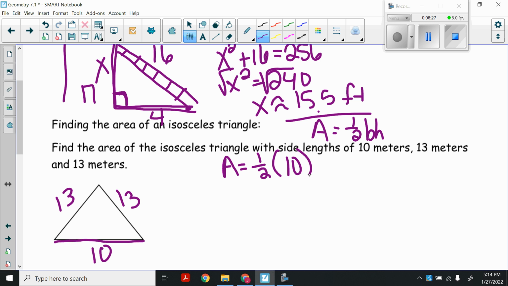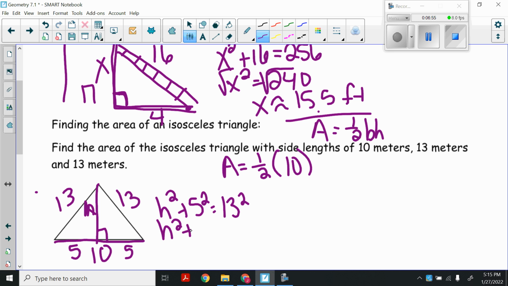The height, we need to drop a height down, and then it makes a right triangle. The special thing about a height in an isosceles triangle, when I drop a height down, it cuts my base in half. So this becomes 5, and this becomes 5. So I need to find my height first. I'll call it h. I need to do that with the Pythagorean theorem. So I would have h squared plus 5 squared equals 13 squared.